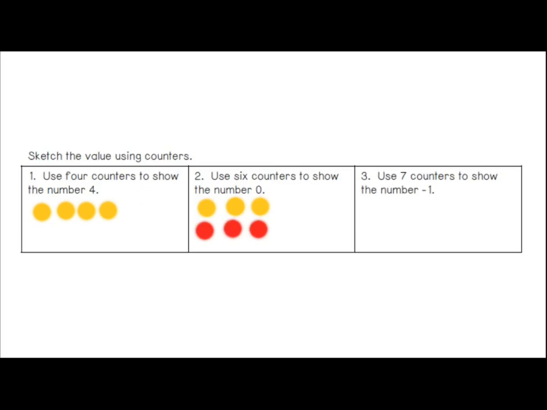Now, 7 counters to show -1. Well, I know then that I'm going to have some zero pairs again because I have to use 7 of these. So this zero pair is 2 counters. Let me add another one, 4 counters. And another one, 6 counters. And then I need 1 extra negative to represent that I have a sum total of -1.